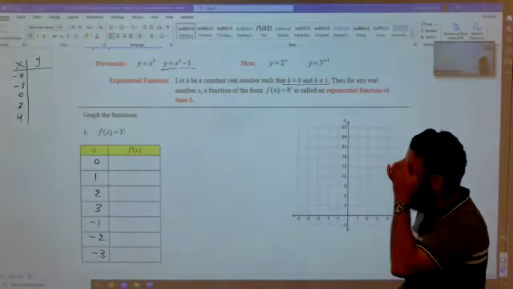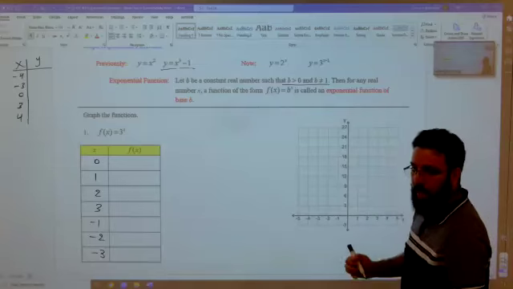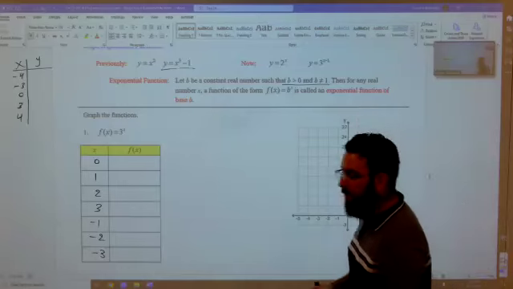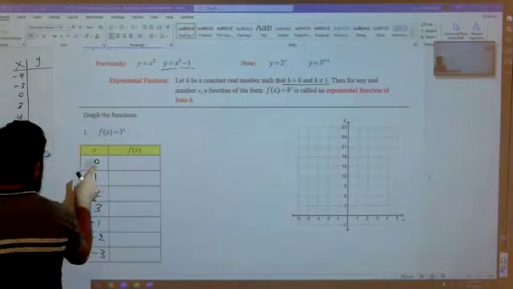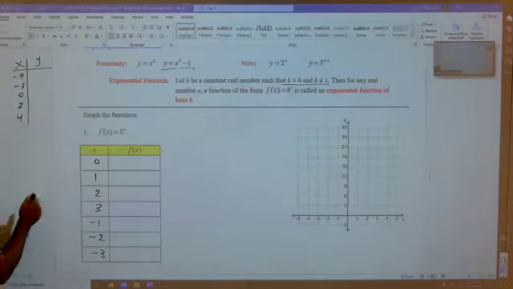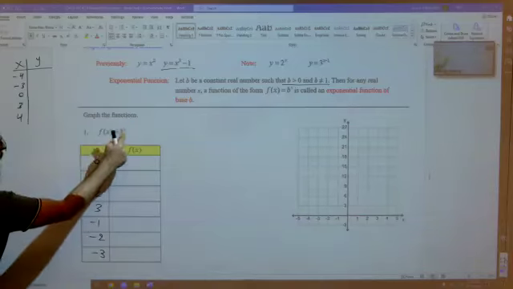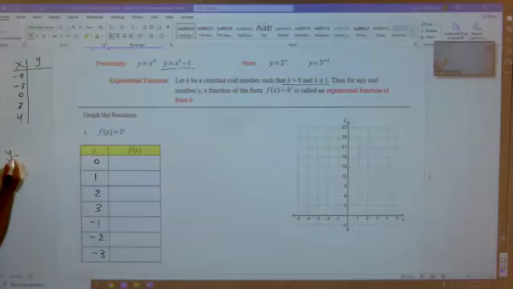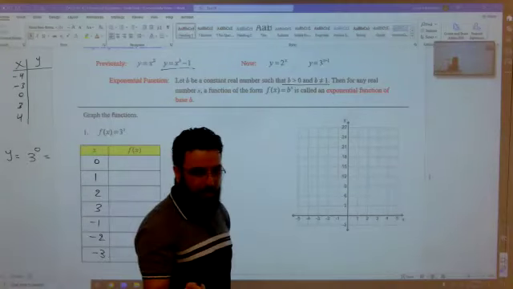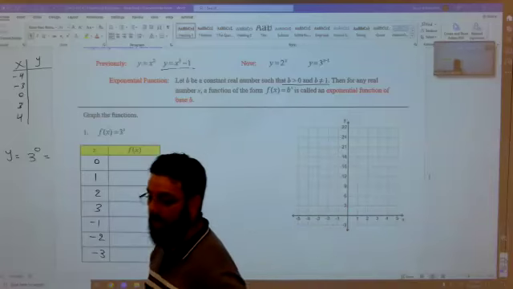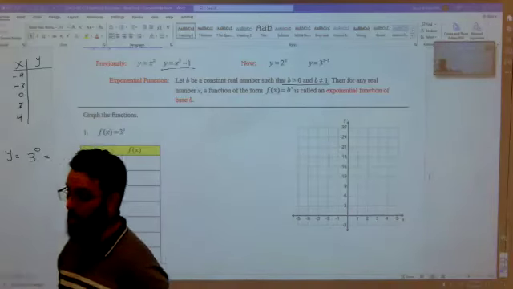Now I have the values of x, and I need to find the values of y. I'm going to plug in 0 here and find the result here. If I plug in 0, the value of y is going to be 3 to the power 0, which is equal to what? That's important. What's 3 to the power 0? Do you know how to plug it into the calculator?